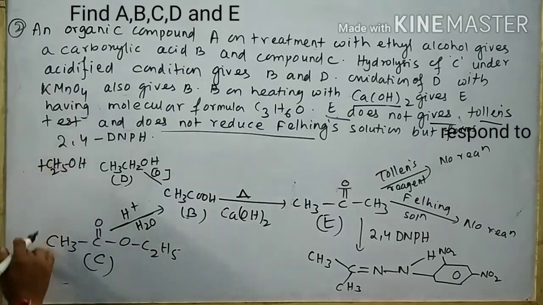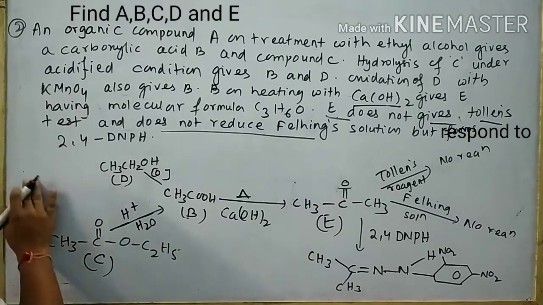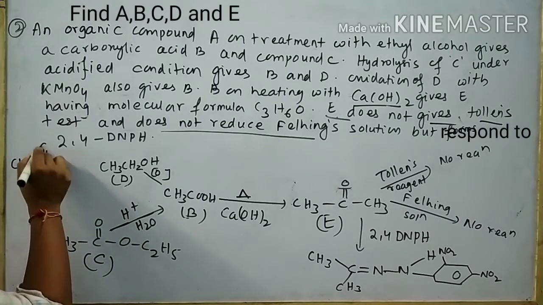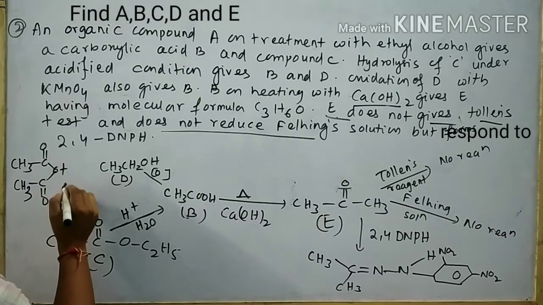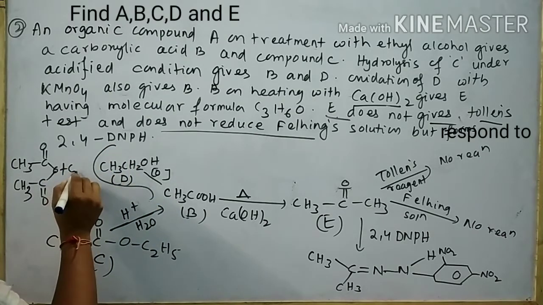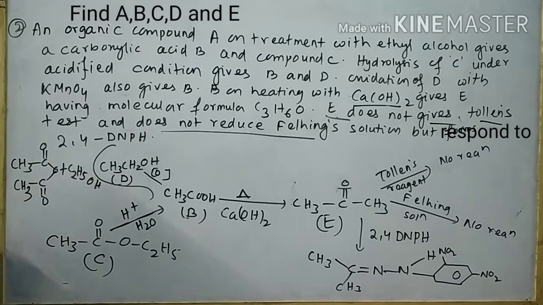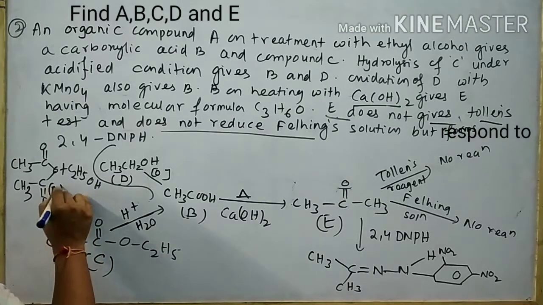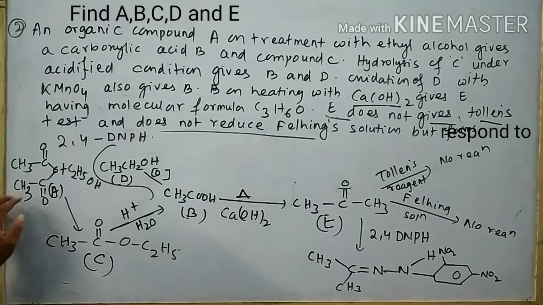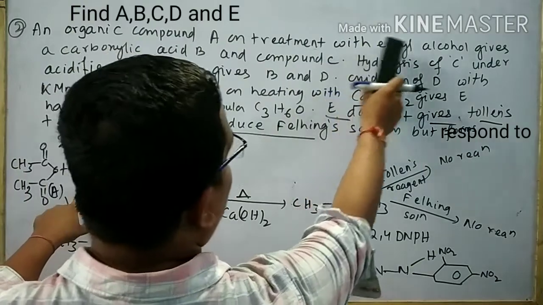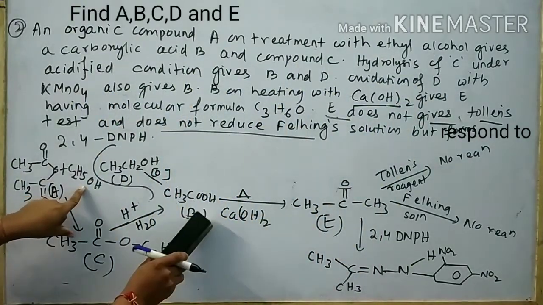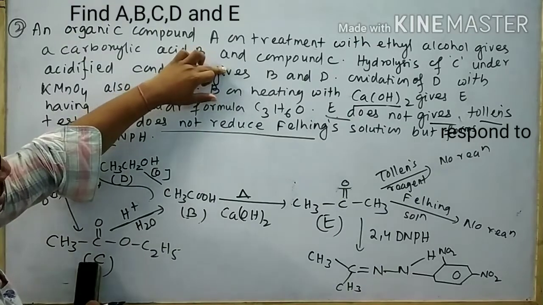A must be your acetic anhydride, CH3, C double bond O, C double bond O, bond CH3. When acetic anhydride is subjected to reaction with C2H5OH, then it gives C and B. This is said to be A. Again I will repeat, when acetic anhydride, that is your A product, is treated with ethyl alcohol, it gives a carboxylic acid B and compound C.